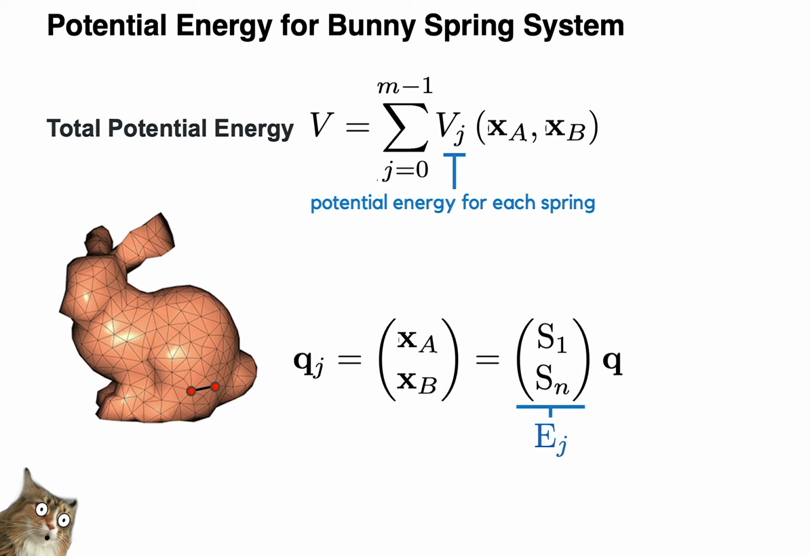We need to select 2 points from q to construct the generalized coordinates for the jth spring, denoted q sub j. We will denote this endpoint selection matrix E sub j, and it's just the stacked up set of selection matrices for each endpoint. Now we can replace the endpoint positions with our per spring generalized coordinate q sub j, which is clearly a function of q. And finally, we can make this relationship explicit, which gives us the final form of the potential energy with which we will continue.